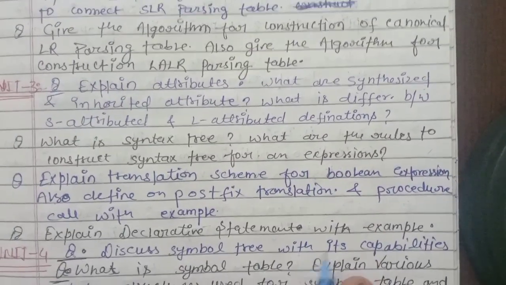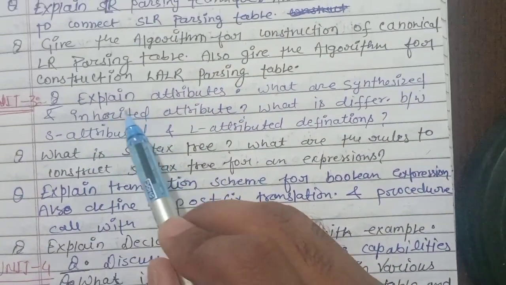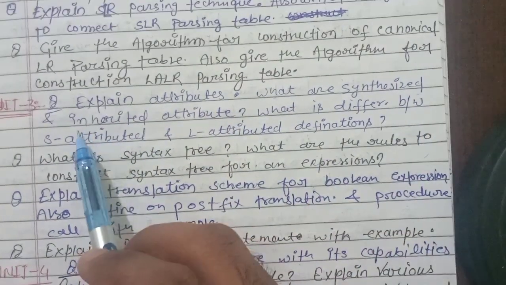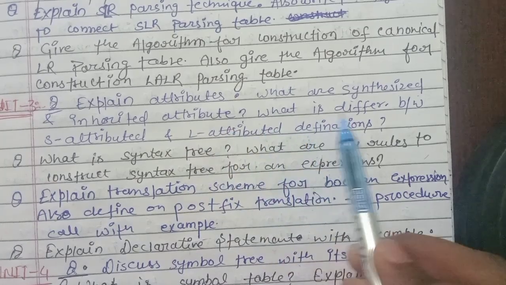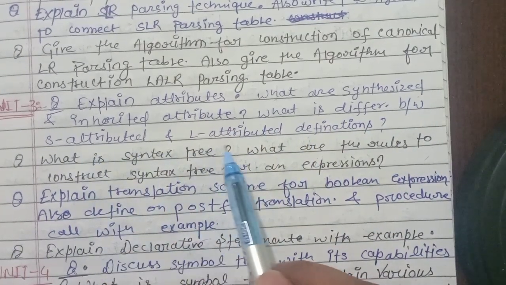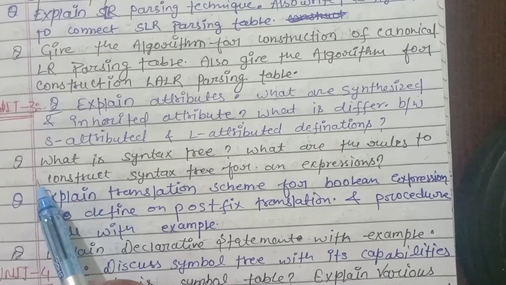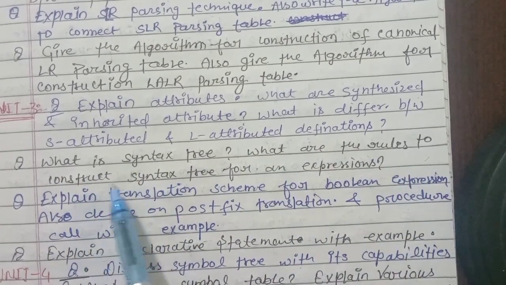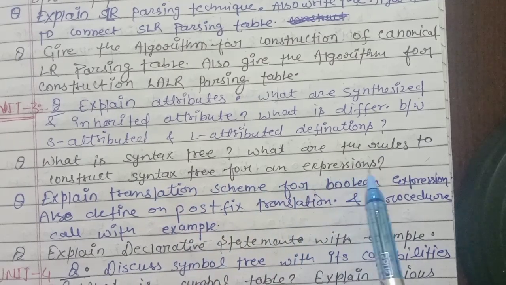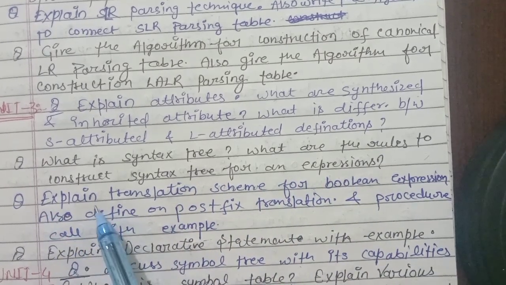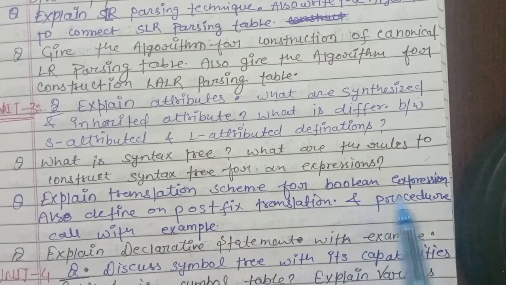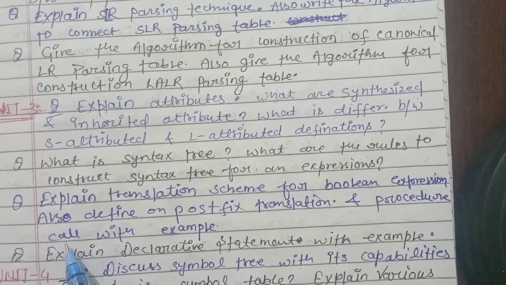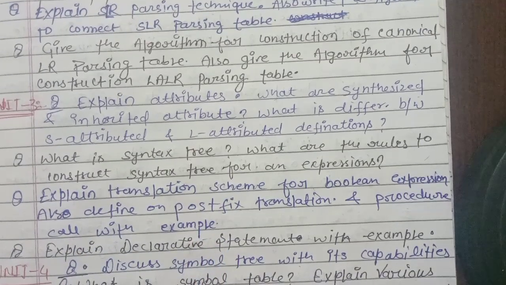Let's see unit number 3. First question is: explain attributes. What are synthesized and inherited attributes? What is the difference between S-attributed and L-attributed definition? And the next question is: what do you mean by syntax tree? What are the rules to construct a syntax tree for an expression? And the next question is: explain translation scheme for Boolean expression, also define postfix translation and procedure call with example.